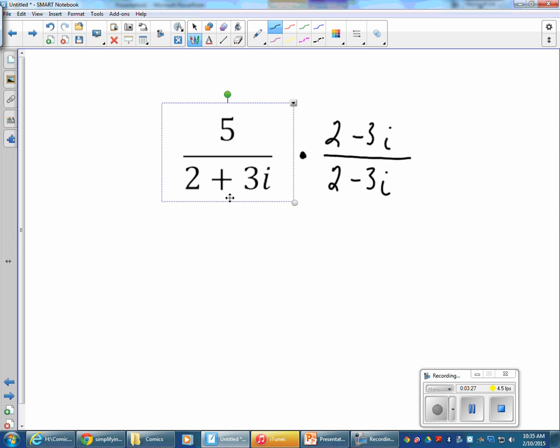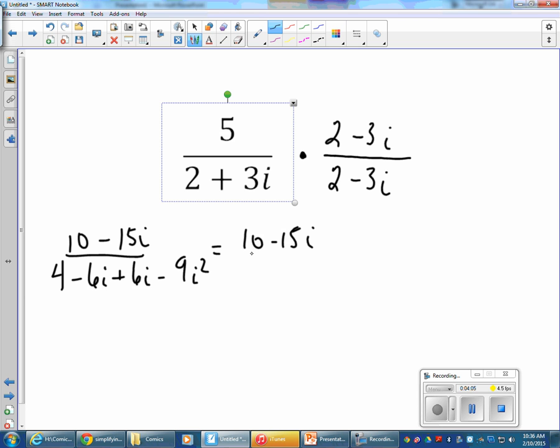If I multiply 5 times 2 minus 3i, that's 5 times both things. 5 times 2 is 10, and 5 times 3i is 15i. And then on the bottom, I've got 2 plus 3i times 2 minus 3i, so I've actually got to do the distributive property or FOIL. 2 times 2 is 4. And when you do this, your outers and your inners are going to be opposites of each other. 2 times minus 3i would be minus 6i. 3i times 2 would be plus 6i. See how those are opposites of each other? And then your last, plus 3i times minus 3i is minus 9i squared. On the top, there's nothing I can do, so I leave it 10 minus 15i on the top.